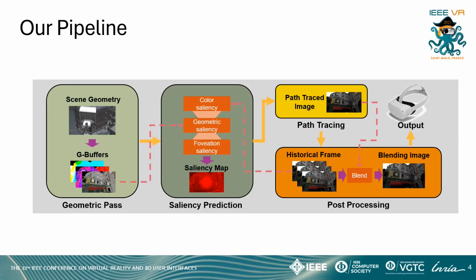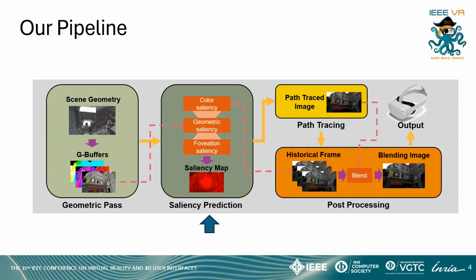On this slide, we present an overview of the pipeline proposed in our article, which is composed of 4 stages. First, the geometric pass. In this initial stage, essential geometric data, such as surface normals and depth information, are gathered and stored. This stage also calculates the first intersections for path tracing, which streamline its process significantly. Next is the saliency prediction stage.